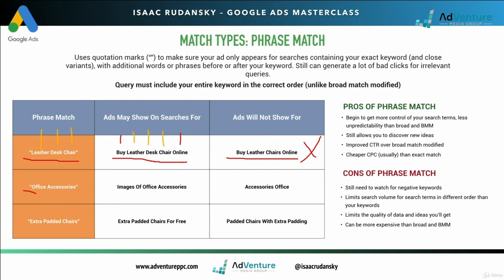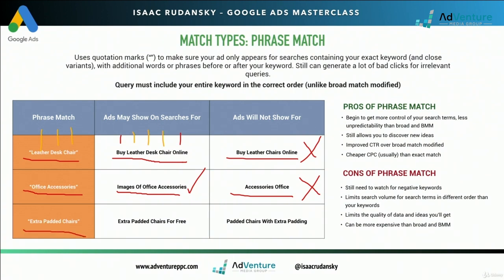"Office accessories," enclosed in quotation marks. "Images of office accessories," that's a plus because again, my phrase "office accessories" appears in the search query with all the words in the same order. "Accessories office" will not show because while it has all the words, it's in the wrong order. And that's the rule of phrase match.